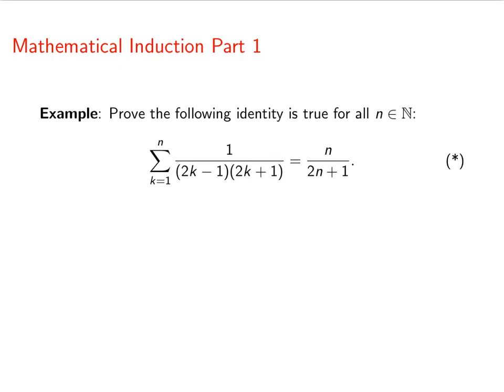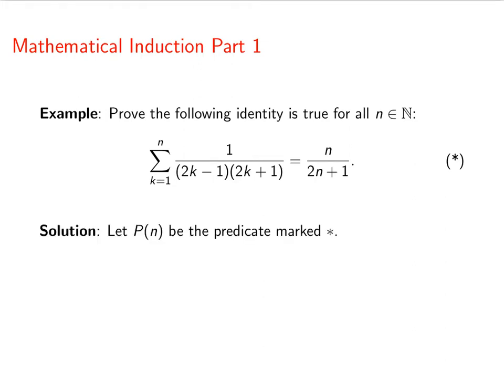Hello, discrete math fans. Let's prove that this identity is true for all n in the natural numbers. The left-hand side will have the sum, where k goes from 1 to n, of 1 over (2k minus 1)(2k plus 1). And the right-hand side will be n over 2n plus 1. We're going to prove this with induction.